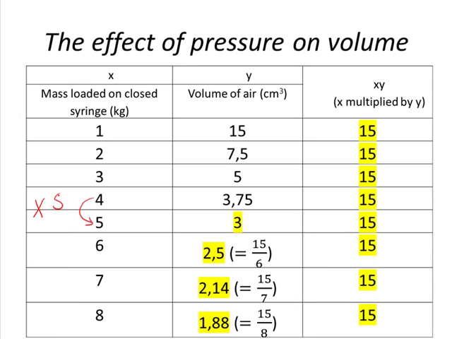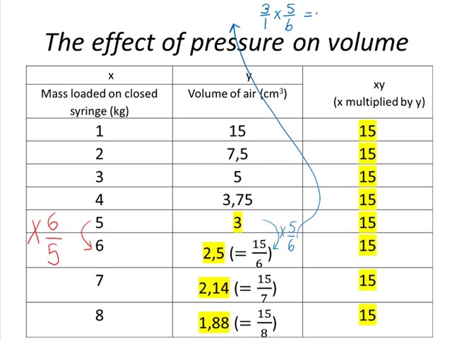4 times 5 over 4 equals 5. 3,75 divided by 5 over 4 equals 3. 5 times 6 over 5 equals 6. 3 divided by 6 over 5 equals 2,5. Notice that 3 divided by 6 over 5 equals 3 times 5 over 6, which is 15 over 6, which is what we have over there.